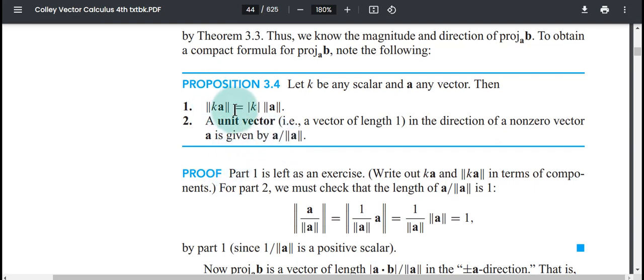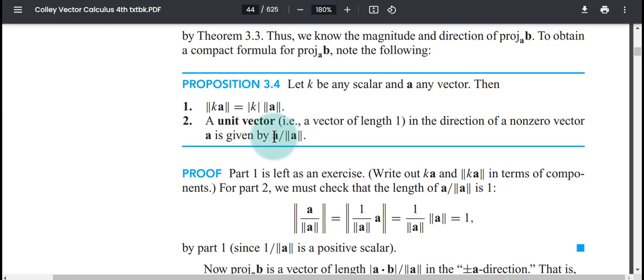They say part 1 here is left as an exercise, so you can try and prove that yourself. They give us some idea about how to do it. For part 2, basically what we want to show is 2 things. We want to show that this thing is of unit length, it means its length is 1, and that it's in the direction of A.